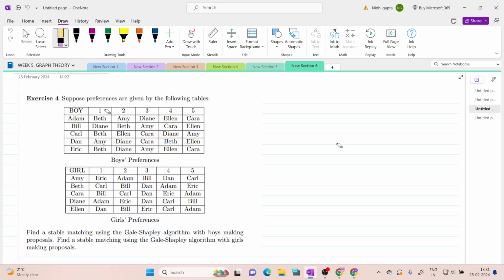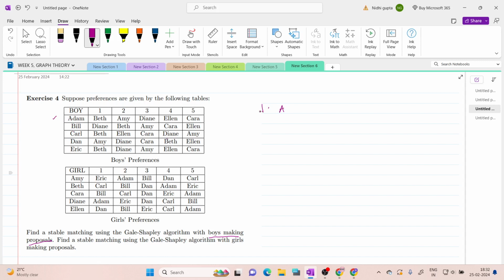Suppose now we have these preferences. We have a list of boys and a list of girls, and we also have their preferences. We want to find a stable matching using the Gale-Shapley algorithm when boys are making proposals. That means we are finding a boys-oriented matching. So we'll start with the first boy in the list, which is Adam.